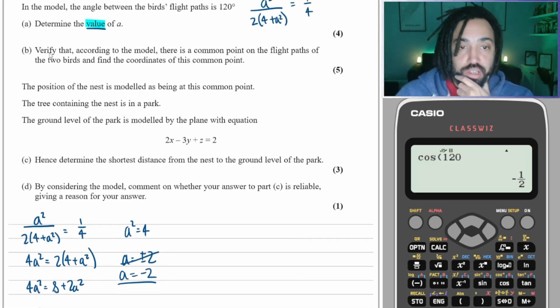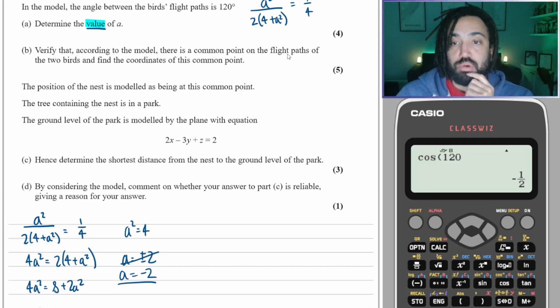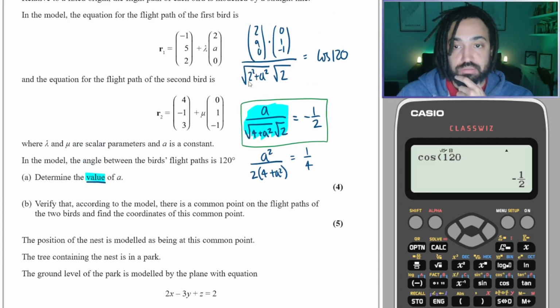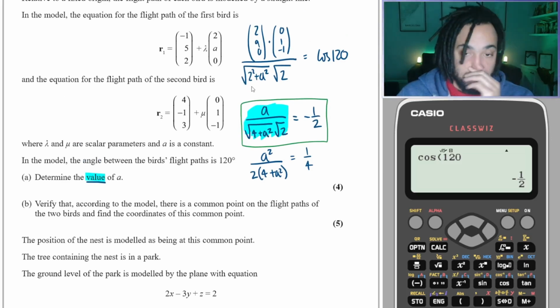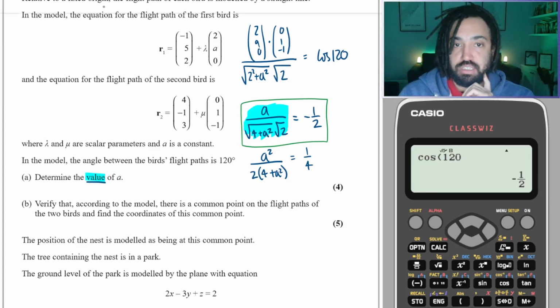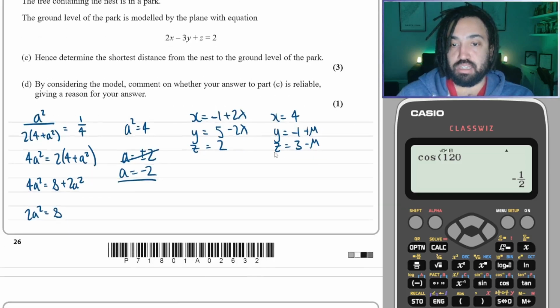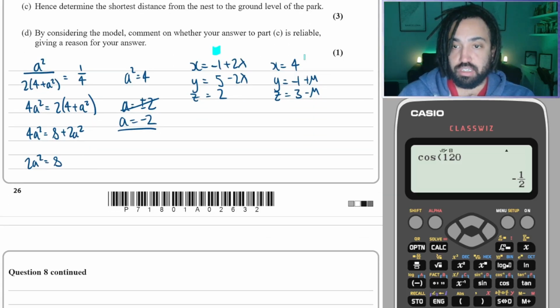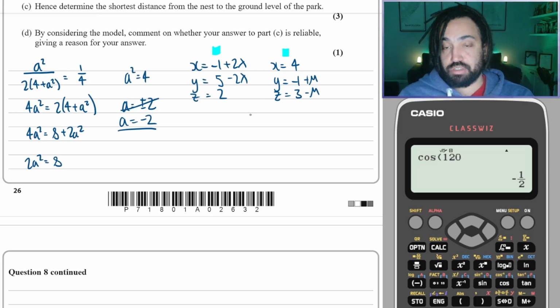Sweet. Verify that according to the model there is a common point on the flight paths of the two birds and find the coordinates of this common point. Okay, so we've got to solve these simultaneously. So I'm just going to write them below and then we can carry on. Okay, so what I've done is I've taken these equations of these lines and I've written them out in terms of x, y and z right down here. So this is the first line, this is the second line. Now we need to solve them simultaneously and we need to check to see if it works for all three equations.